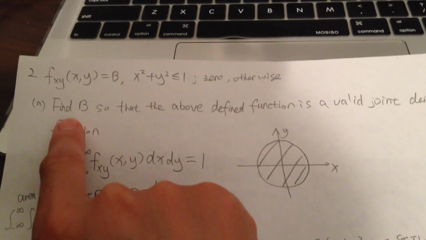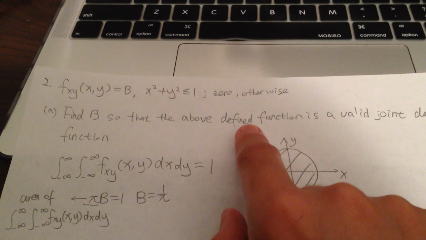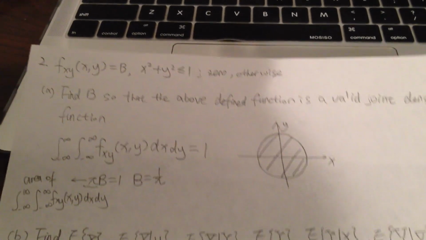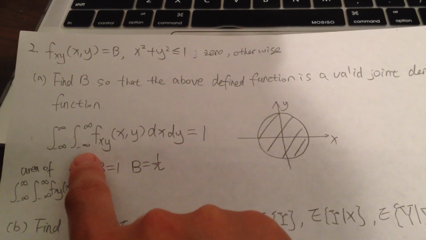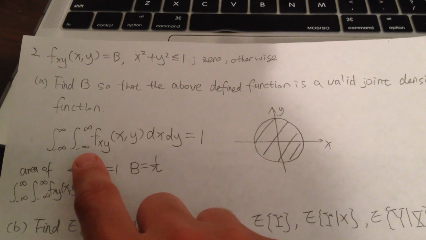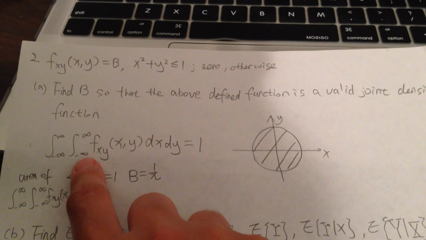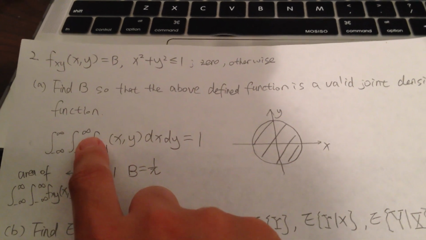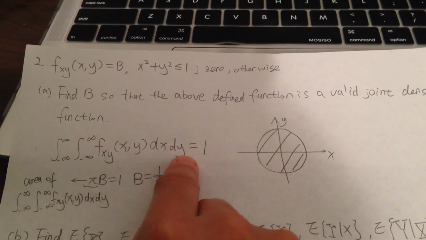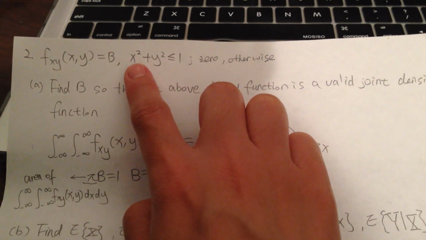For the first question, we need to find b so that the above defined function is a valid joint density function. According to the definition, if this joint density function is valid, then if we integrate from minus infinity to infinity f_XY(x,y) dx dy, it should be 1.